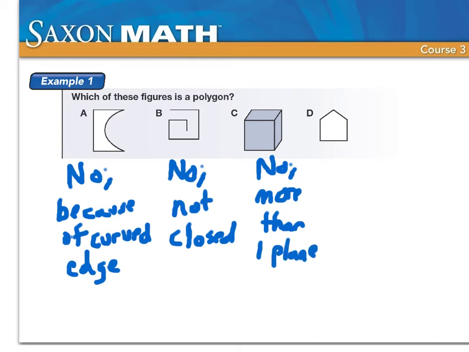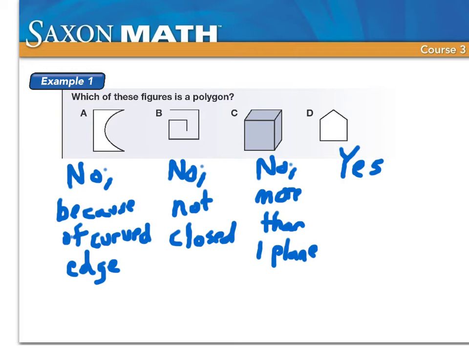So you can imagine this cube is kind of like a room, like here's a wall, here's the ceiling, it's got a floor down here. If it's on more than one plane like that, then it's not a polygon. And this last shape, all straight edges, it's all closed, there's no open sides to it, and it's all on one plane, so yes, that's a polygon.